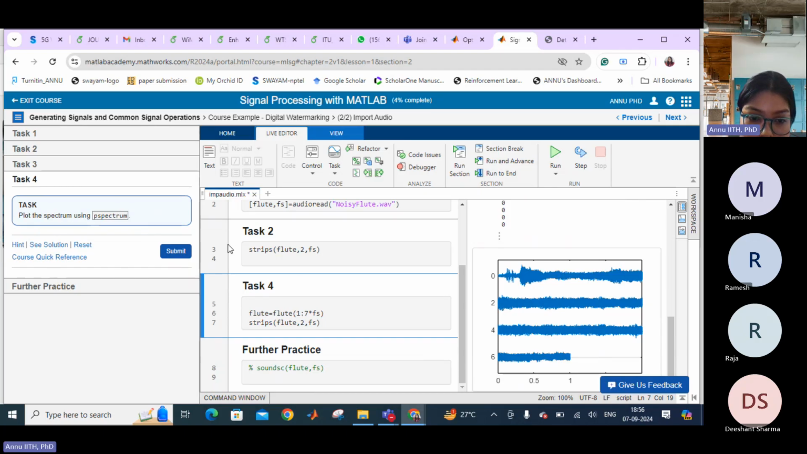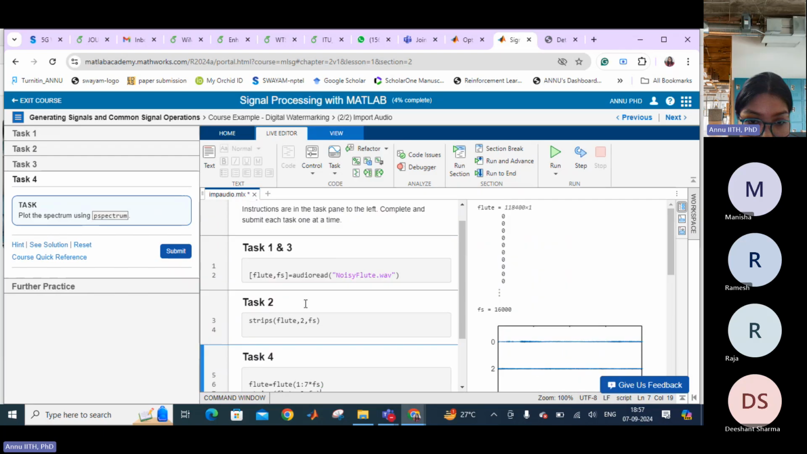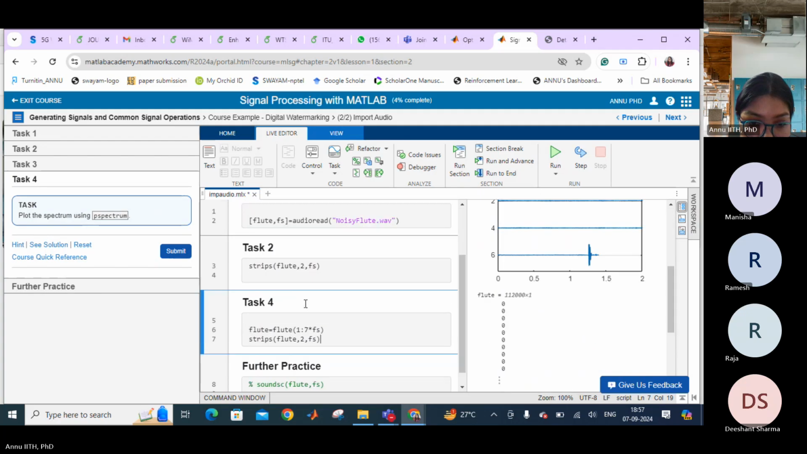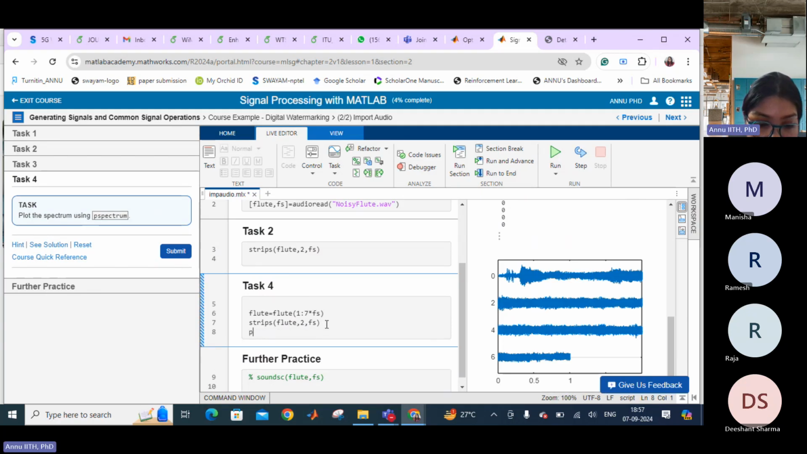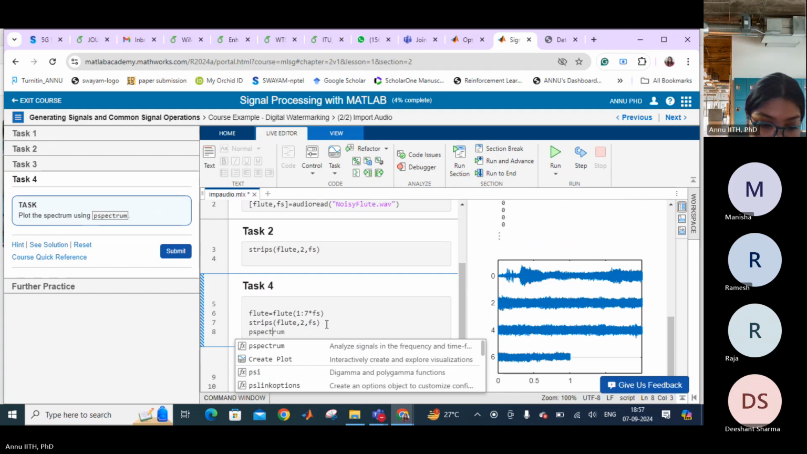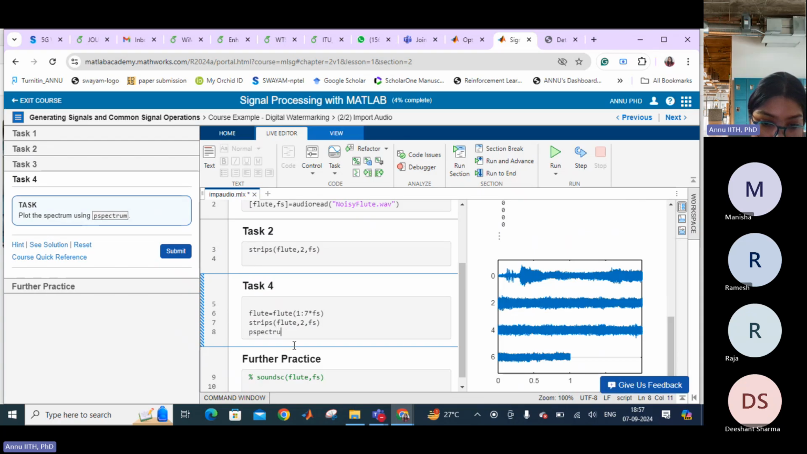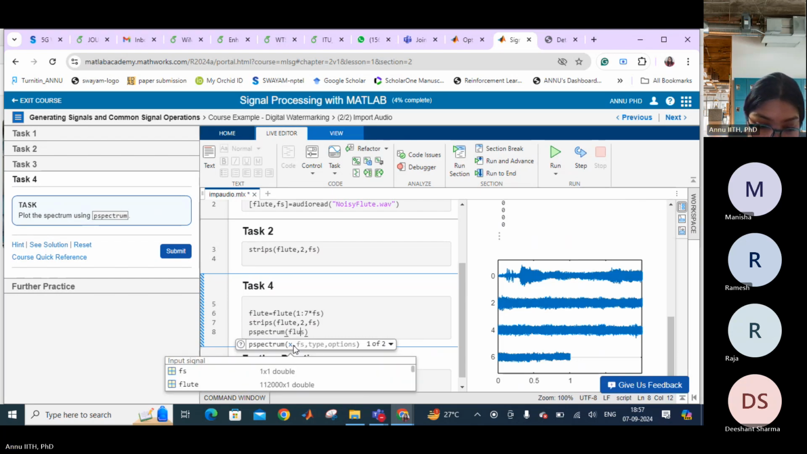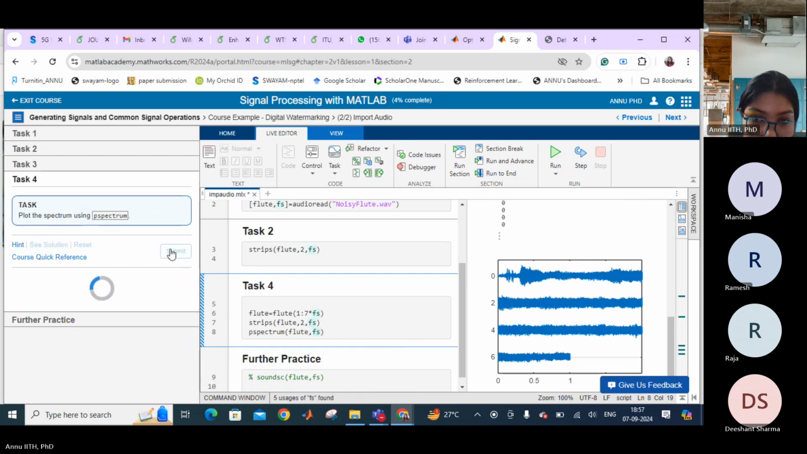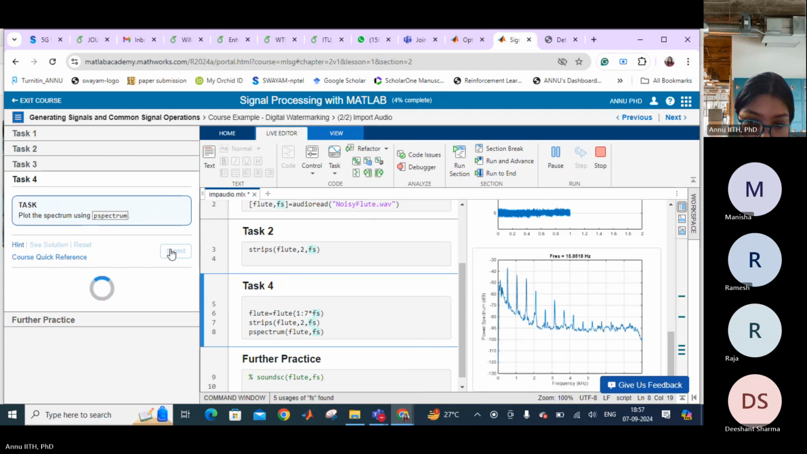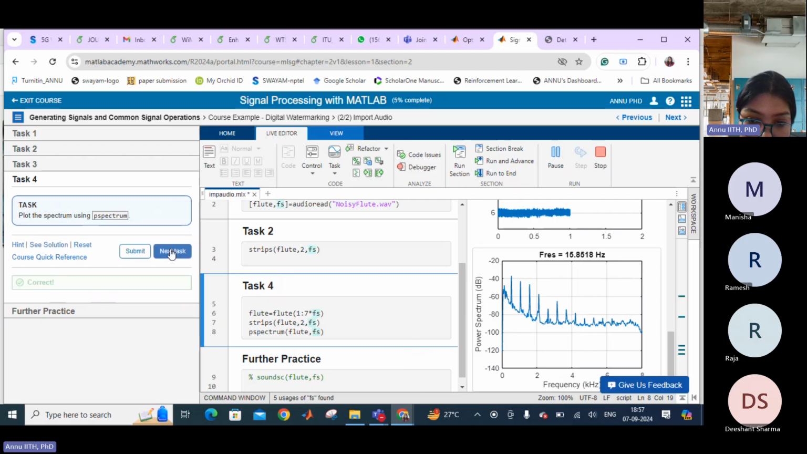Plot a spectrum using pspectrum. So pspectrum of flute with fs. You can see here that this is nothing but a simple power spectral density.